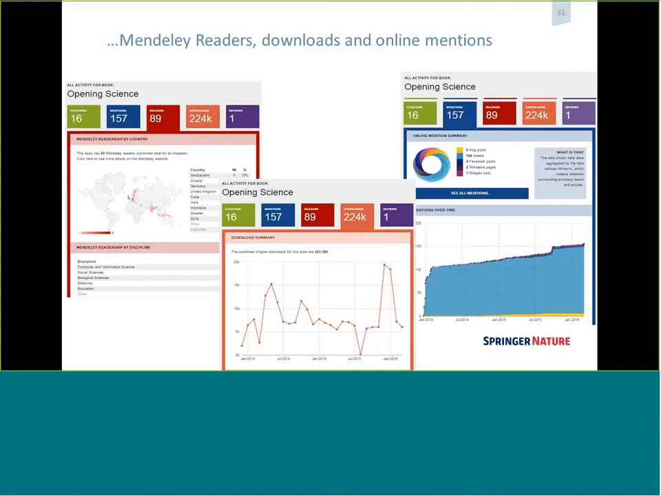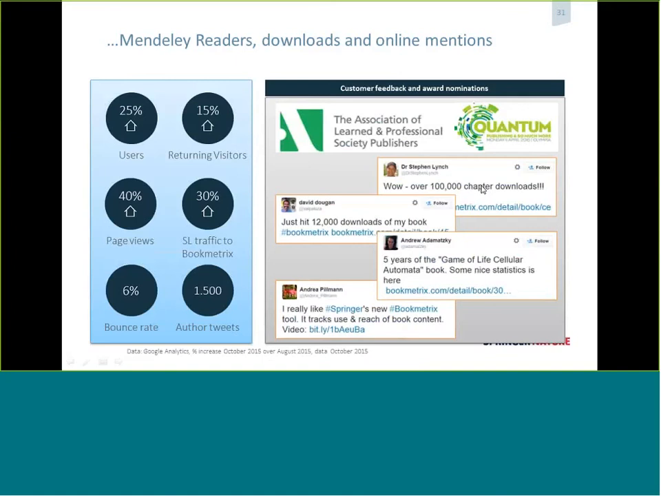The download data are downloads from Springer Link, from the new Springer Link platform, so starting mid 2012 onwards. And we upload the download data every month. Then there's the data from Altmetrics on the right side. And if you click on See All Mentions, you see more insights.